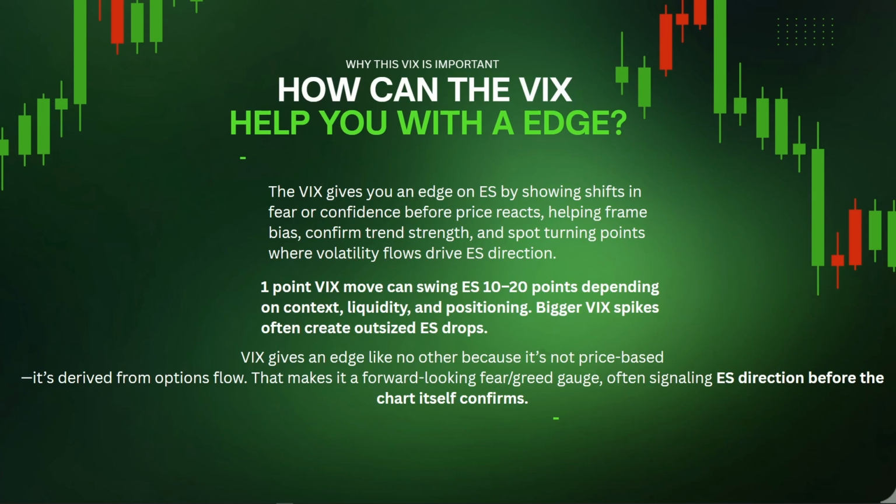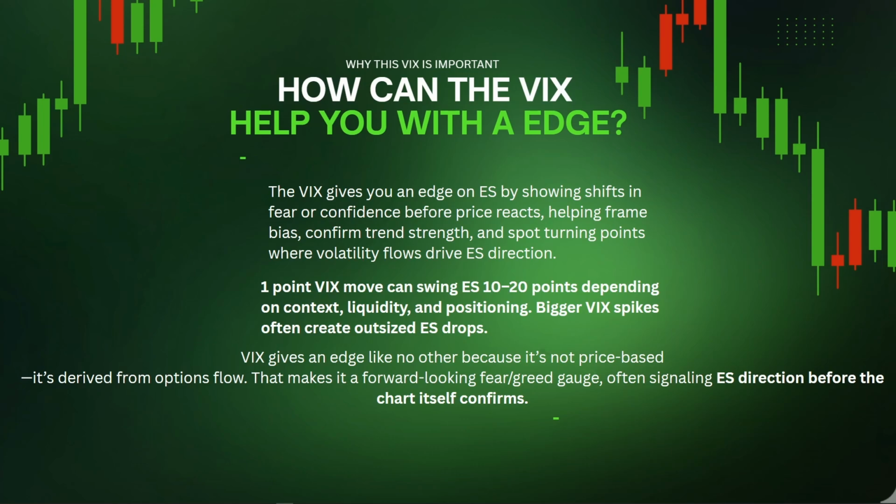Now, you don't want to look at every price swing. You want to look at key levels and gauge it with price. That's why I use three other assets to help me look at the VIX, because looking only at the VIX is kind of tricky at times. A one point move on the VIX can usually swing ES 10 to 20 points depending on the context and liquidity on the positions. Bigger VIX spikes often lead to outsized ES drops.